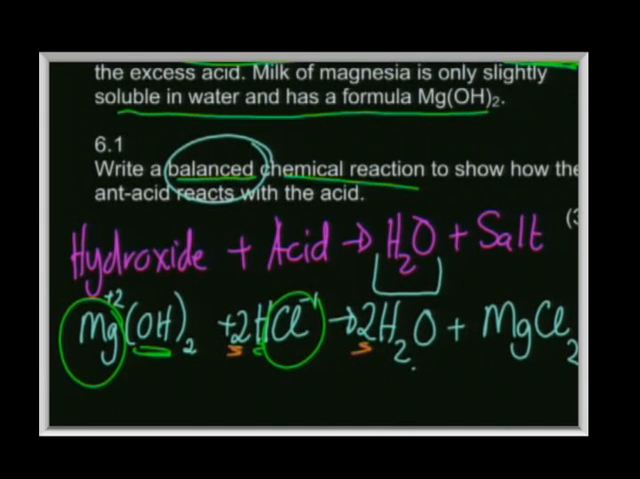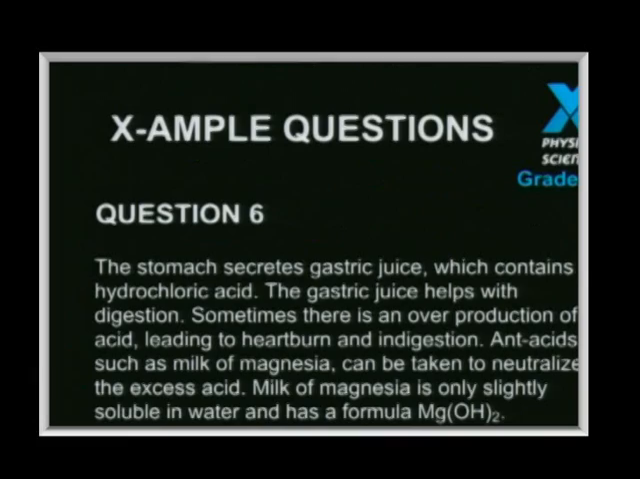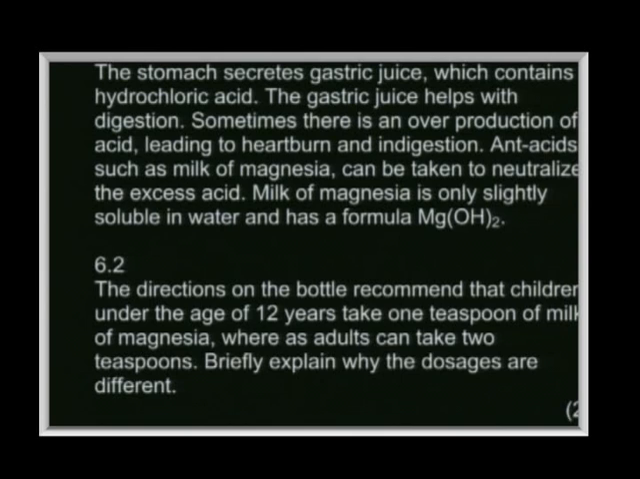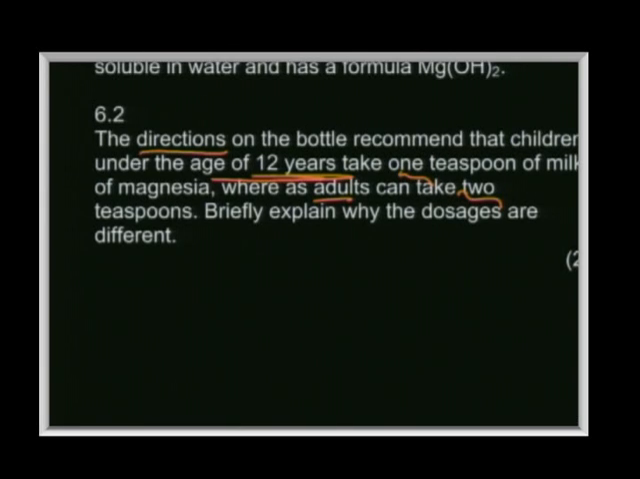So that was 6.1, where they asked for a balanced chemical equation. They now ask us, or tell us, that the directions on the bottle recommend that children under the age of 12 only take 1 teaspoon of milk of magnesia, but adults can take 2 teaspoons. They want us to briefly explain why these dosages are different.